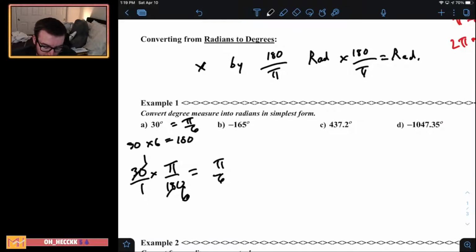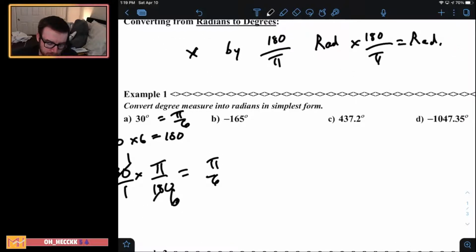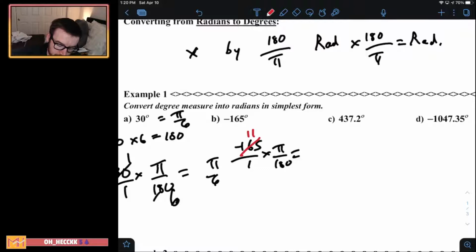Negative 165, that doesn't roll off the tongue as easily. I can't picture that one as well. So you know what? Let's go ahead and use our formula. 30 degrees, it kind of just came quicker to me. Here, I'm struggling a little bit. So I know that 165 is divisible by 15, and I get 11. And 180 is also divisible by 15, and I get 12. So negative 165 degrees is negative 11 pi over 12.